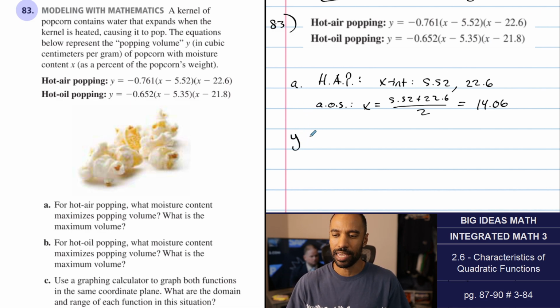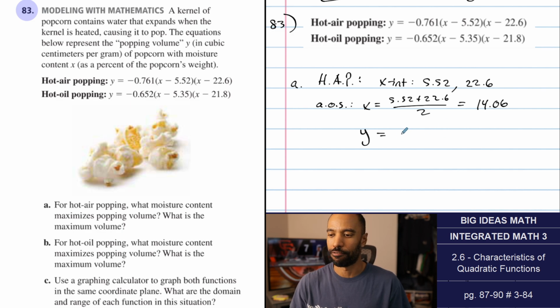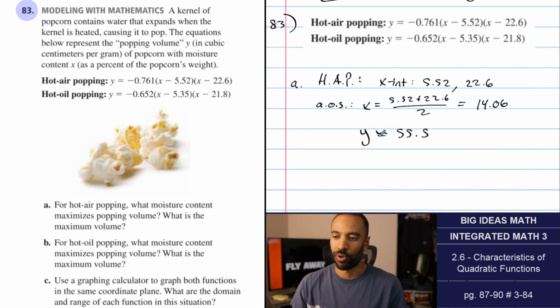Now we'll do y equals, well, I'm going to plug that into the equation. So just pretend like I plugged 14.06 into all that. I'm going to use my calculator for that. That'll be negative 0.761 times 14.06 minus 5.52 times 14.06 minus 22.6. And I'm getting 55.5. This is approximated, but it says 55.5009, etc. So about 55.5 here.